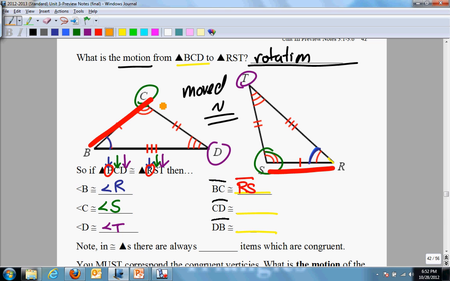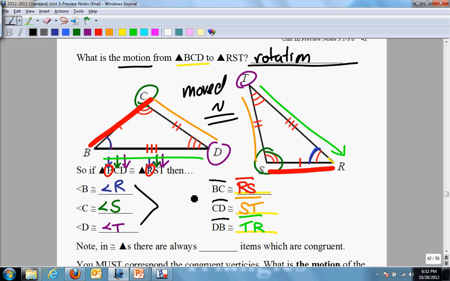Next is C to D. C corresponds to S, so we're going from double to triple, so double to triple, that's going to be S to T. That is the only correct order, not TS. And D to B, that goes from triple to single. Triple to single here is T to R. So those are the corresponding angles and the corresponding sides.